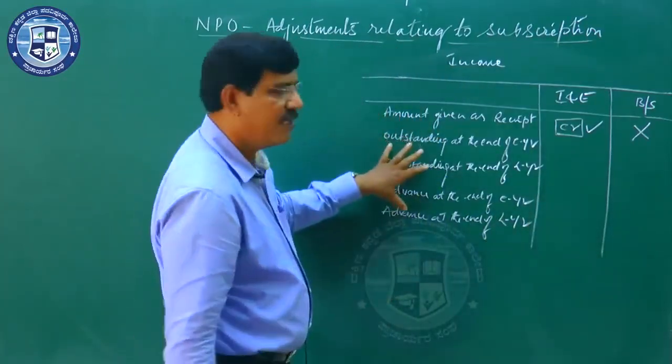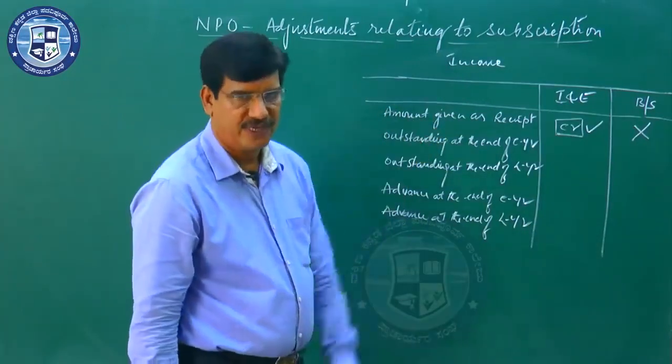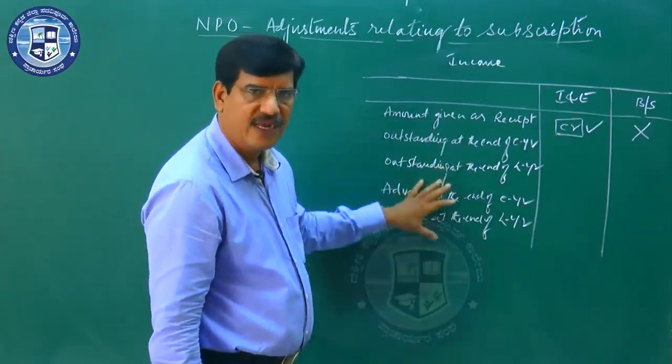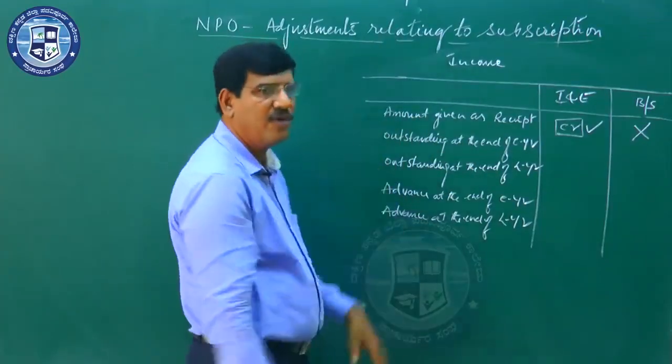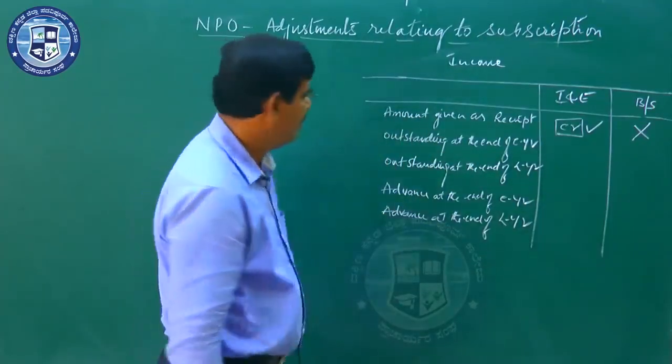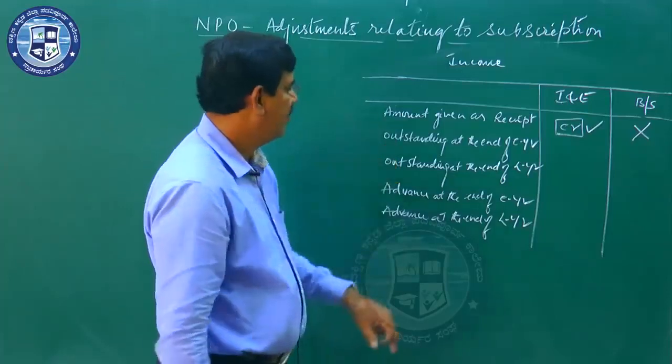You get this information normally from the adjustments. It is the adjustment relating to subscription, only one variety, but there will be some 3 or 4 adjustments outstanding of last year, current year, like this. So let's consider the first one.